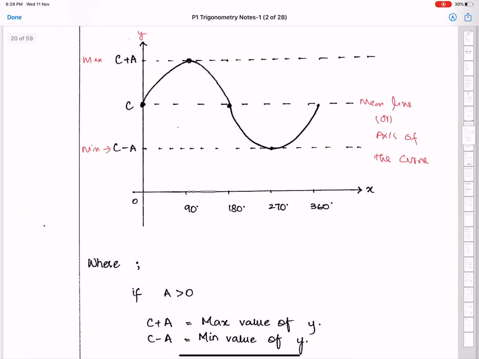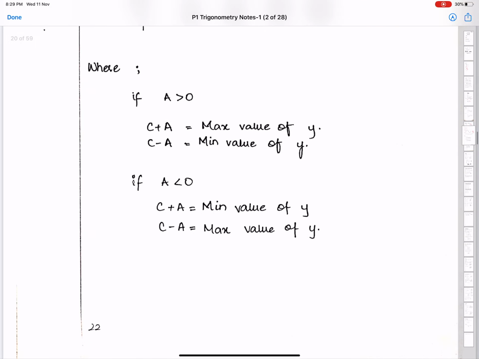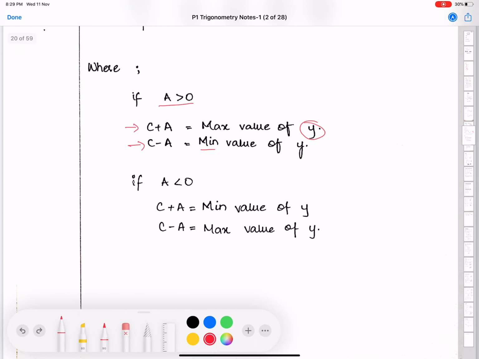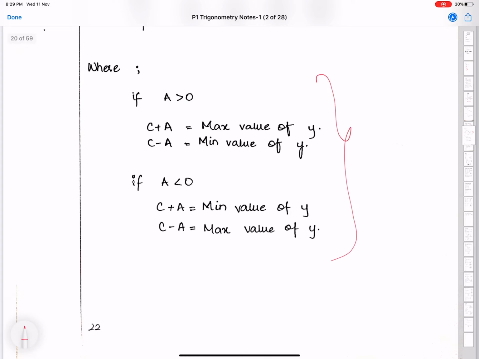So if a is positive, this is very important, then c plus a is the maximum value of y and c minus a is the minimum value of y. And when a is negative, then c plus a will be minimum and c minus a will be maximum value of y. And this is for power 1 only. I mean, these things are true for power 1 only, for these types of equation, a sine bx power 1 plus c and a cos bx power 1 plus c.